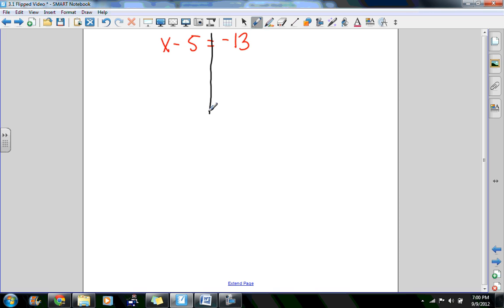The first thing we have to do is get the variable by itself. So I see the variable x. I see a -5 on the same side. In order to get rid of -5, I have to do the opposite, which is +5 or add 5. However, to keep the equation balanced, I have to do the same thing to the right side as well. So I'm adding 5. These are going to go away, and I'm left with simply x on the left side. And on the right side, it's -13 plus 5.